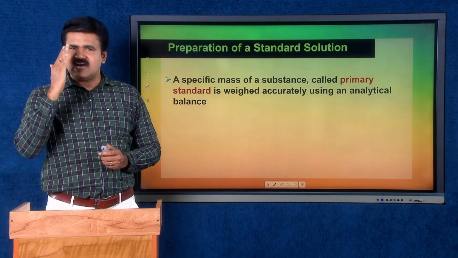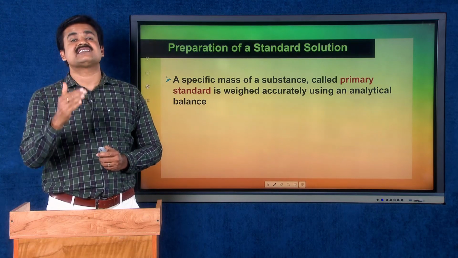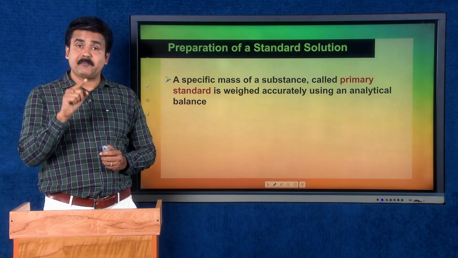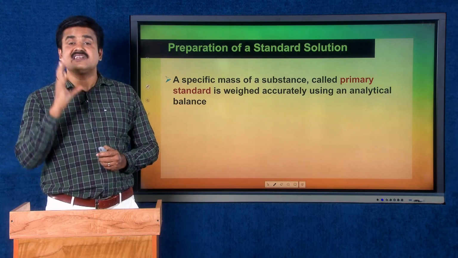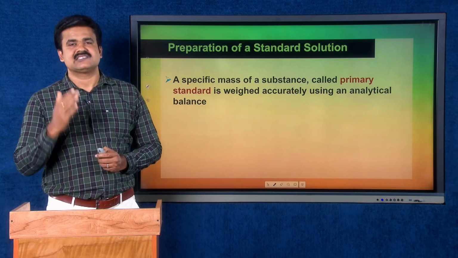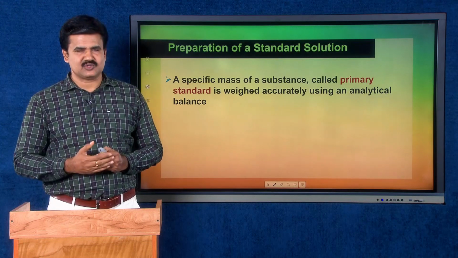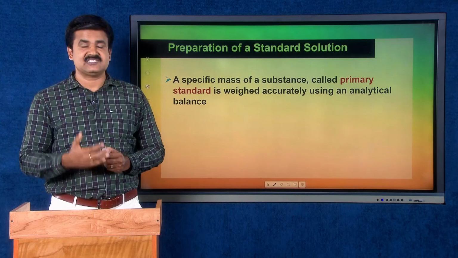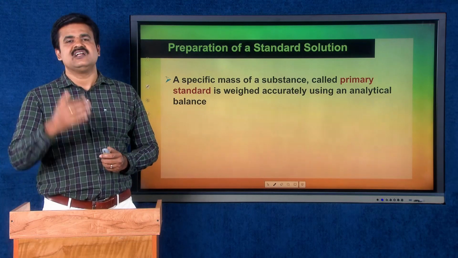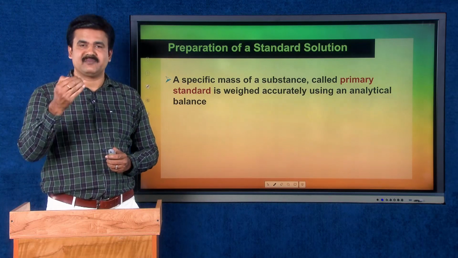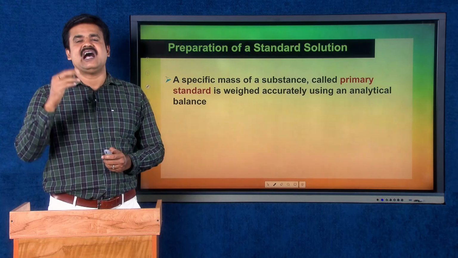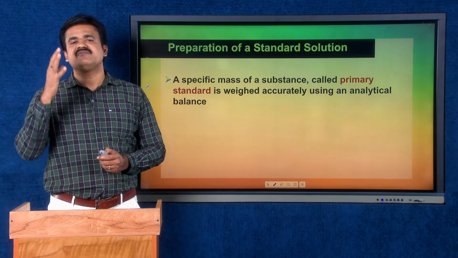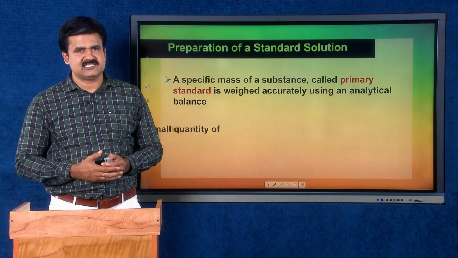A standard solution is a solution with exactly known concentration. A standard solution is prepared from a substance called the primary standard. So, to prepare a standard solution, first of all, you have to take a specific weight or mass of the primary standard. Take some fixed quantity of the primary standard, weigh it accurately, and then make it into a solution. This weighing is done with the help of an analytical balance.